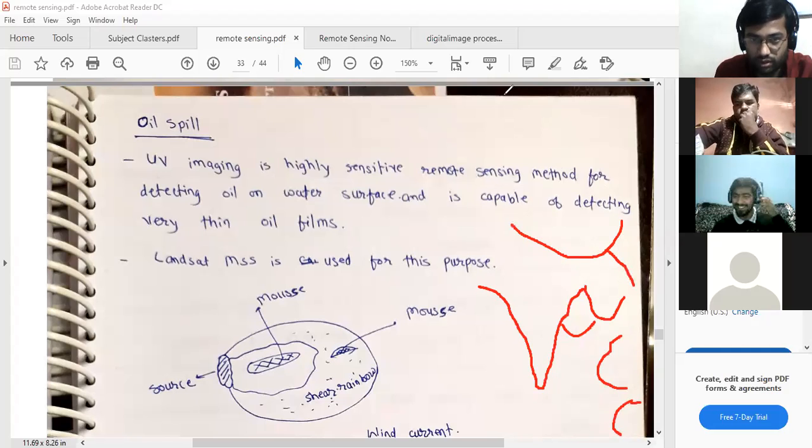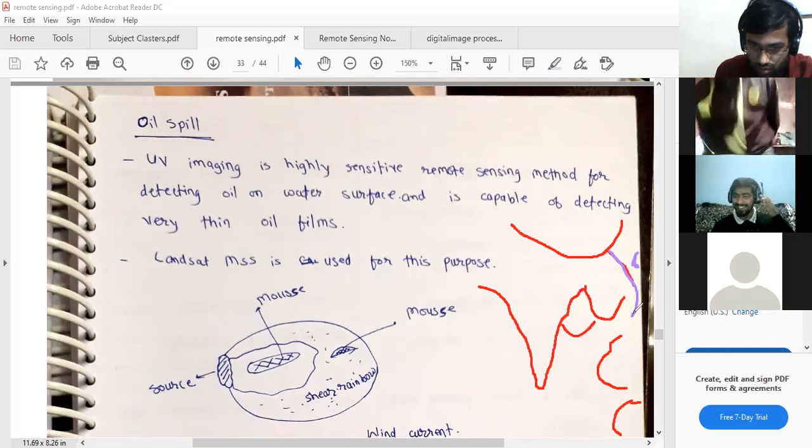I will use a different color. Okay, so Chinese ships are traveling from this side. Again here they have a land dispute with Japan. Here we have Japan, then they have to go from here.